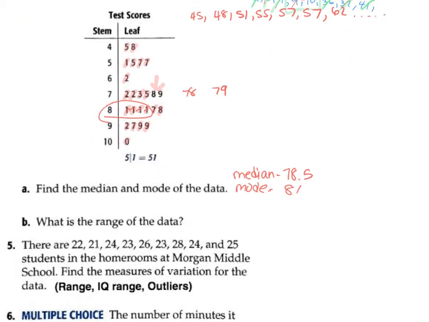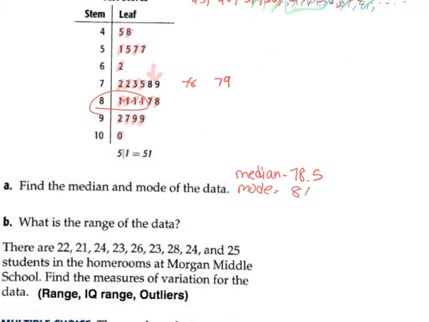What is the range of the data? Well, what does range mean again? Highest number minus lowest number. That's right. It's the highest minus the lowest. The highest number is 100. The lowest number is 45. And 100 minus 45 is 55. So the range is 55.